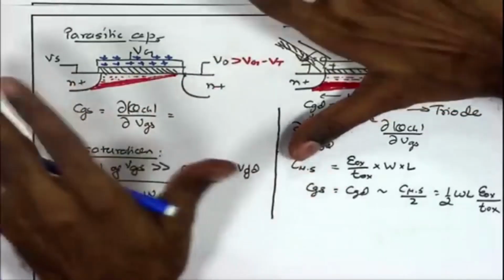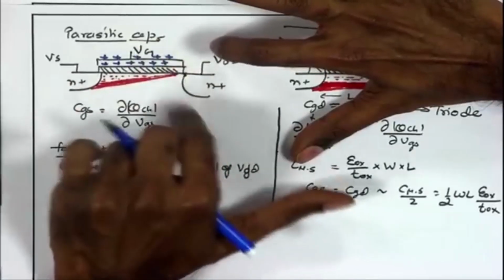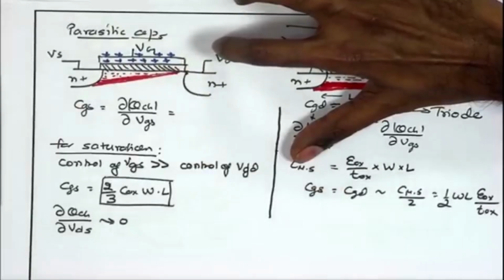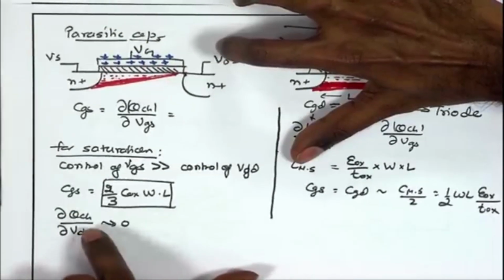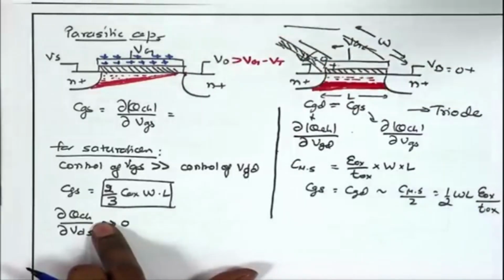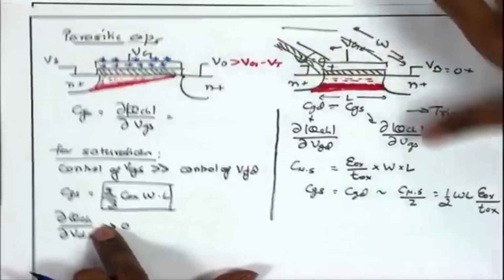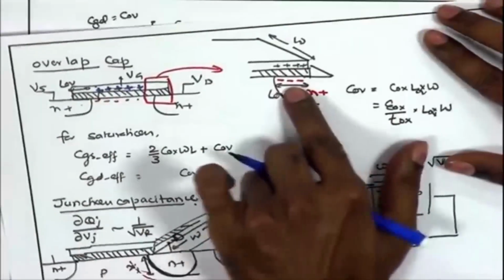Therefore, approximately we assume that the effect of VD on channel charge is almost negligible. Therefore, del Q channel by del VDS or VDG is going to be almost negligible. That component is negligible, but we do have the overlap capacitance, which is always present. That does not need the channel to be present, right? So, that is what we discussed.